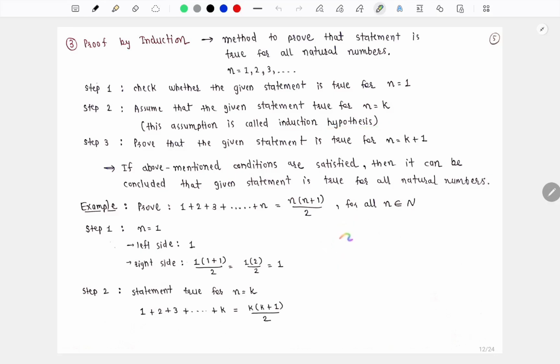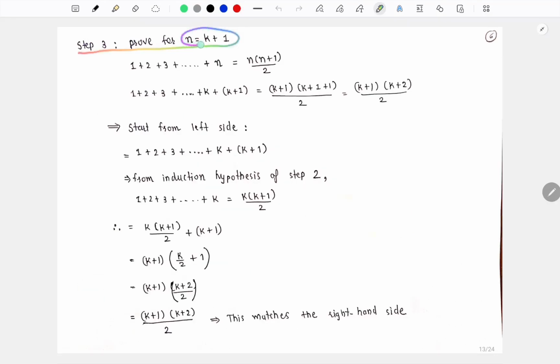So we need to put n is equal to k in the left hand side. We will get 1 plus 2 plus 3 up to k. And in the right side we have to put k into k plus 1 divided by 2. In step 2 we have to assume that it is true, nothing else. For n is equal to k plus 1, we need to prove LHS equal to RHS.